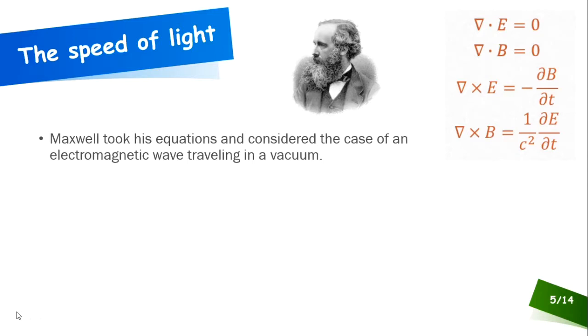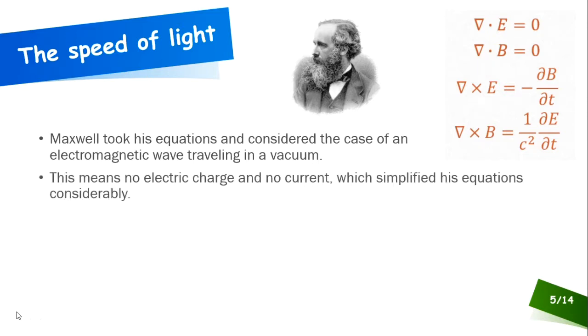So if you take Maxwell's equations and you consider the case of an electromagnetic wave traveling in a vacuum, the equations reduce to what you see there on the screen. Now, I know to some of you that doesn't really look like it's all that much different, but we can see some different effects here from Maxwell's equations. First of all, there's no electric charge and no current in a vacuum, and that's part of what simplifies his equations.